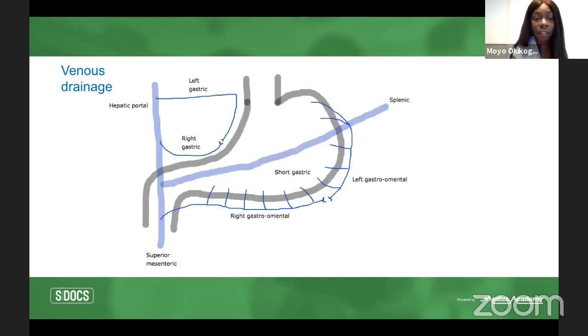Now we're going to take a look at the venous drainage. So it mirrors the arterial supply, but it's much simpler. What we have here is the left gastric and the right gastric draining directly into the hepatic portal, while the right gastroepiploic drains directly into the superior mesenteric, and the left gastroepiploic joins the splenic, which later joins with the superior mesenteric vein.